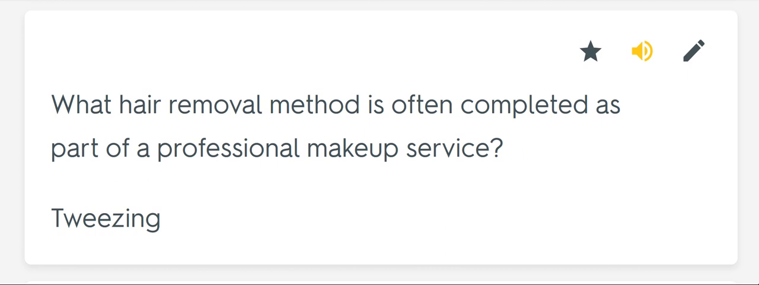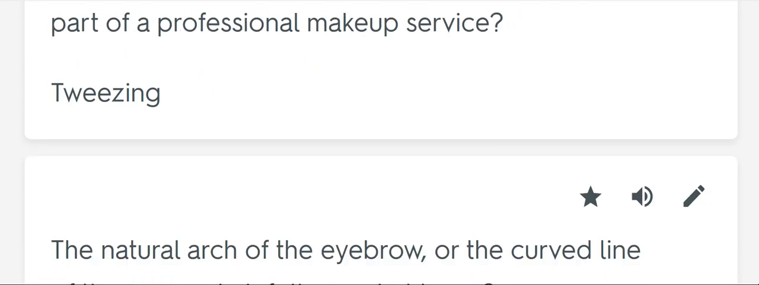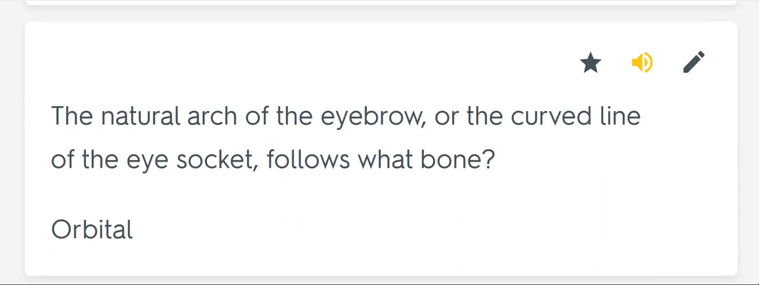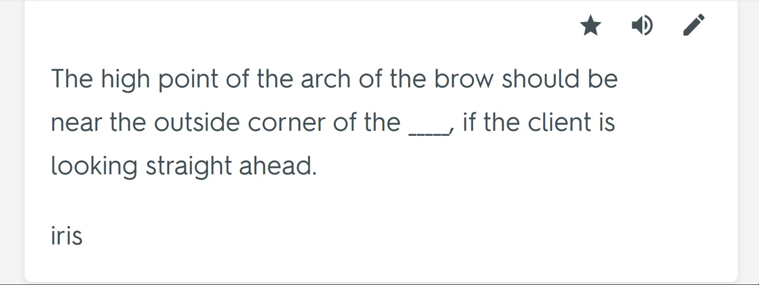What hair removal method is often completed as part of a professional makeup service? Tweezing. The natural arch of the eyebrow or the curved line of the eye socket follows what bone? Orbital. The high point of the arch of the brow should be near the outside corner of the iris if the client is looking straight ahead. Iris.